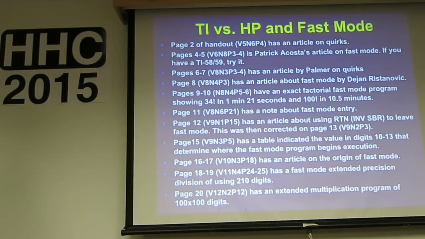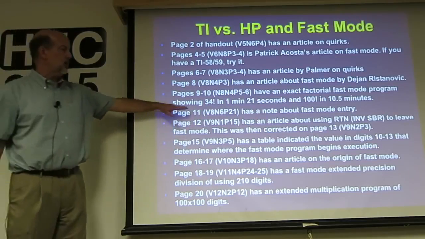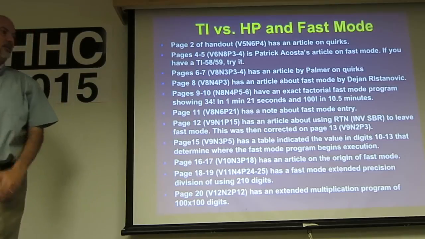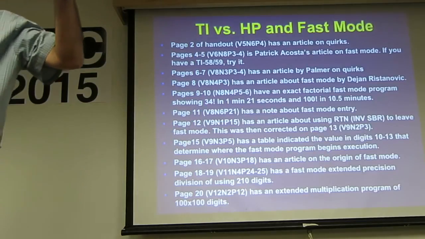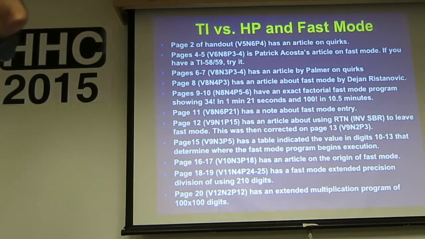There's an exact fast mode program showing, for a factorial program, 34 factorial in a minute 21 seconds, and 100 factorial in 10 and a half minutes. I have a whole book of exact extended precision programs in fast mode that I had permission for a little while to distribute until the author pulled it back. I still don't know why. But if you want to get exact factorials up to 442, I've got the program for you. If you want one to go up to 610 exact factorial, I can do that.